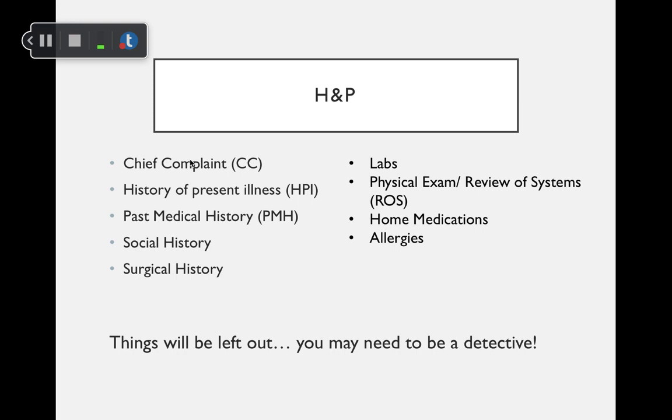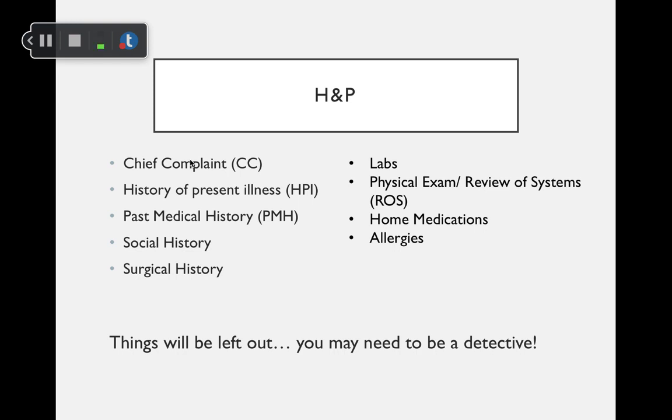Social history is honestly things like smoking, alcohol use, illicit drug use, things like that. Surgical history is just what you would think. Any surgeries that the patient may have had will be listed there. The labs honestly will be important to trend every day, and that should be something that you look at every day no matter what. Physical exam and review of systems is really where the physician comes in and does their examination of the patient and writes any comments there.